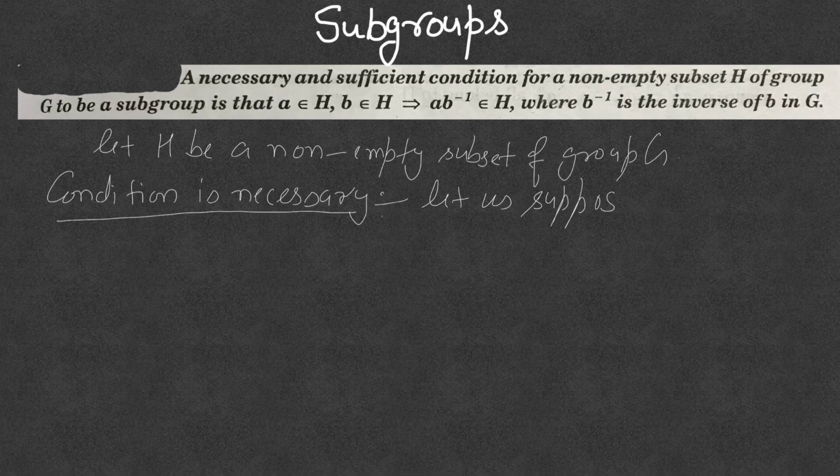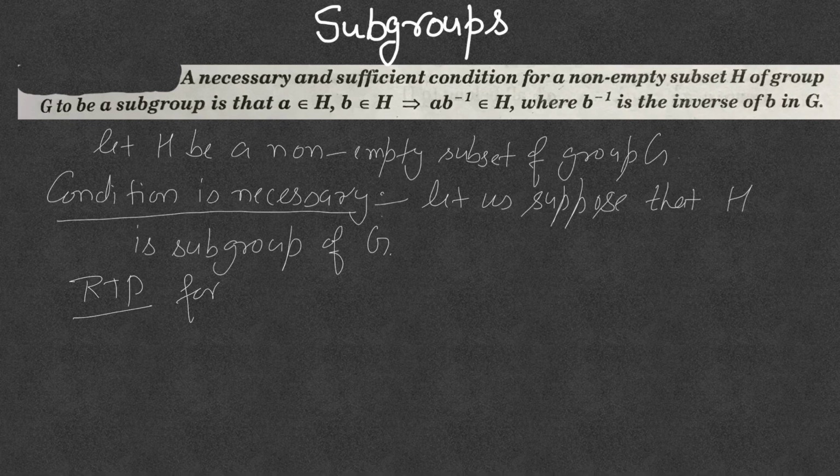Let us suppose that H is a subgroup of G. So required to prove, for A, B belonging to H, we have AB inverse belonging to H. For the same purpose, let A, B be any two elements of H.